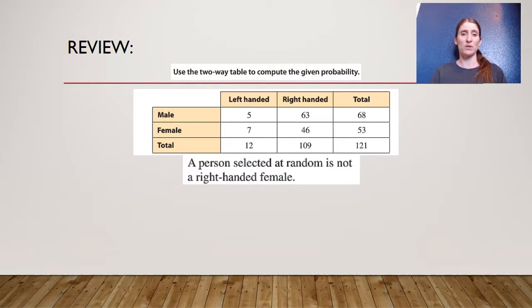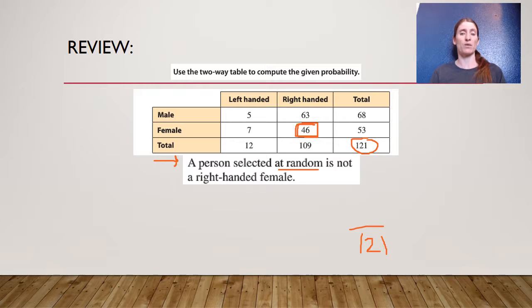All right. So now let's try this one. This is a two-way table talking about males and females and left and right-handed. We want to know the probability of a person selected at random is not a right-handed female. So first of all, we're still going to use our total here, that's the bottom. And if we think about it, the only ones that are right-handed females are these ones right here, correct? But that's not going to be our numerator.